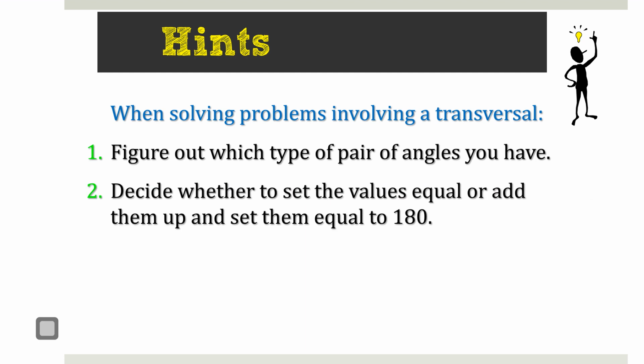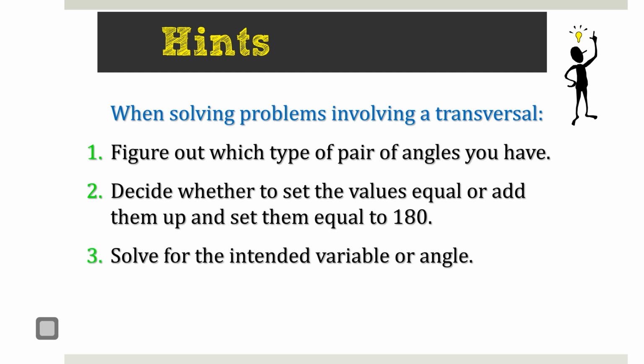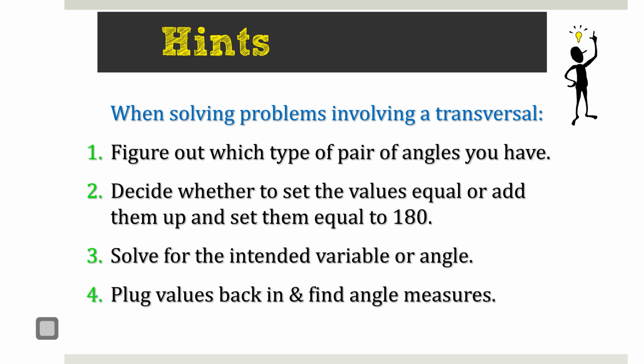Step 2. You're only going to do one of two things. You're going to set those measures equal to each other because they're congruent, or you're going to add them up and set them equal to 180. That's it. No other possibilities, so don't overcomplicate it. Step 3, solve for the variable. Step 4, answer the question. Is the problem asking you to just find the variable? Is the problem asking you to find a particular angle measure?